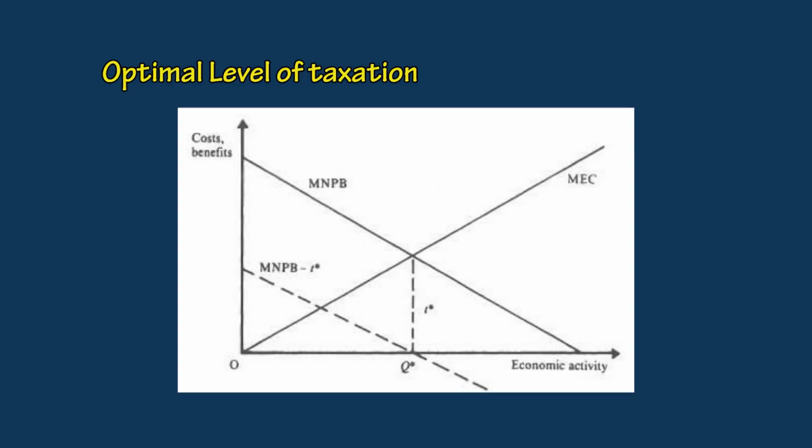So, how do we come to the optimal level of taxation? As any polluter would want to maximize his private benefits, so here also the polluter would come to that point where he can maximize from his economic activity, and this occurs at the point Q star. So, the optimal level of taxation is equal to the amount of the marginal external cost.